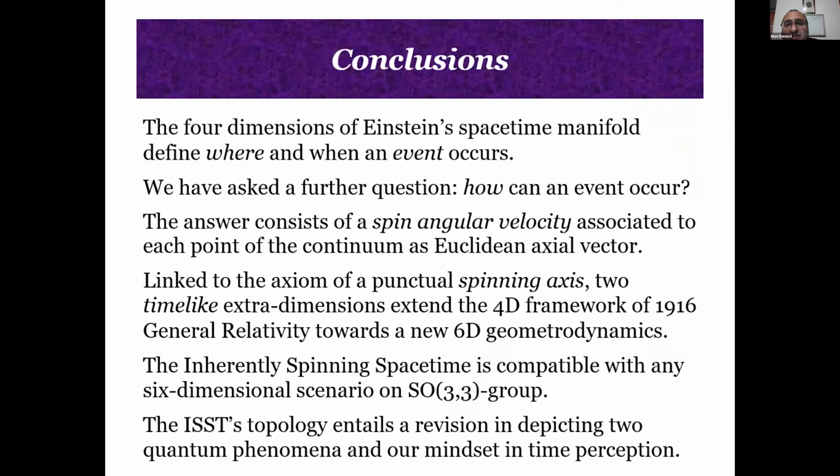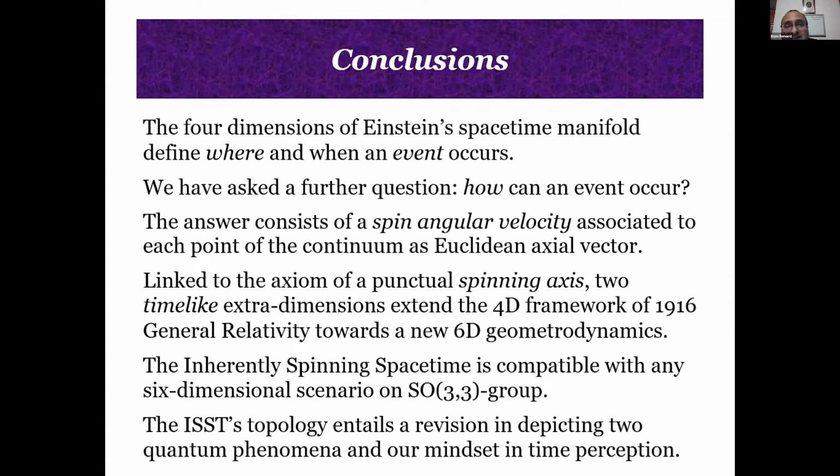Conclusions. The 4 dimensions of Einstein space-time manifold define where and when an event occurs. We have asked a further question: how can an event occur? The answer consists of a spinning angular velocity associated to each point of the continuum as a Euclidean axial vector. Linked to the axiom of punctual spinning axis, 2 time-like extra dimensions extend the 4D framework of the 1916 general relativity towards a new 6D geometric dynamics. The inherently spinning space-time is compatible with any 6-dimensional scenario on the SO3 group.